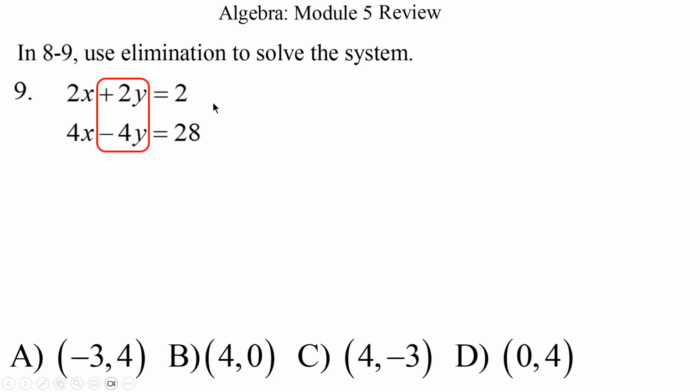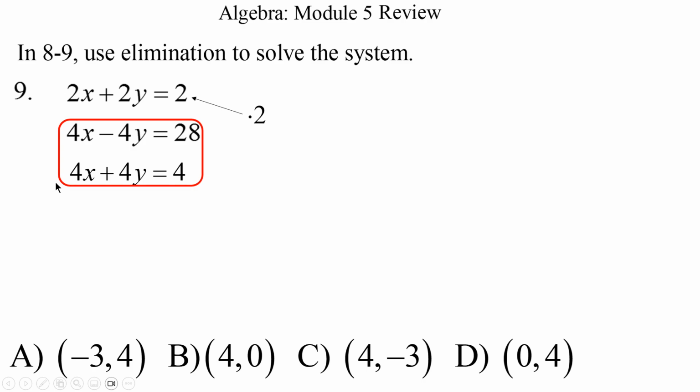How about we take this top equation and just multiply everything by 2, so we get 4y's. So that's going to be 2 times 2x is 4x, 2 times 2y is 4y, and 2 times 2 is 4. Now I'm going to ignore that top equation for a moment and focus on this system right here. And because I have negative 4y and 4y, I can simply add them together and cancel my y's. So I've got 4x plus 4x is 8x, and then 28 plus 4 would be 32.